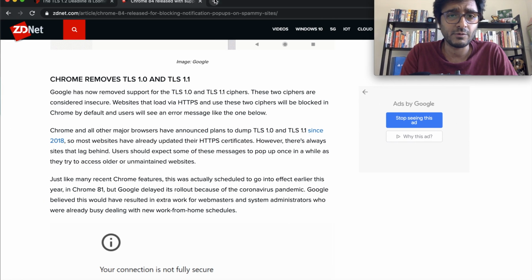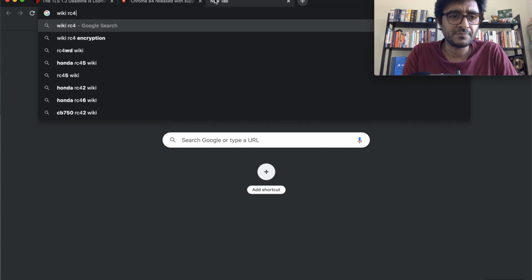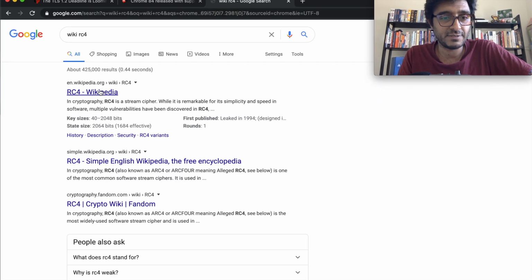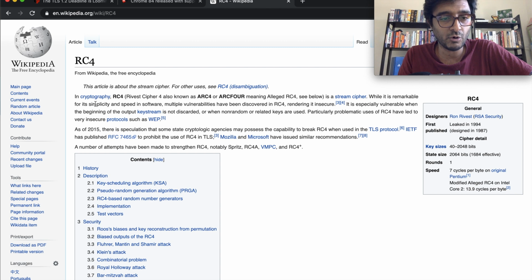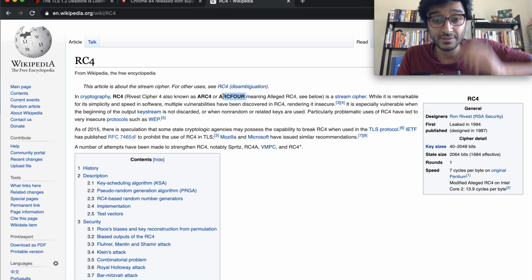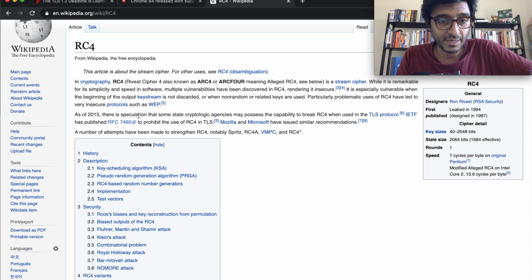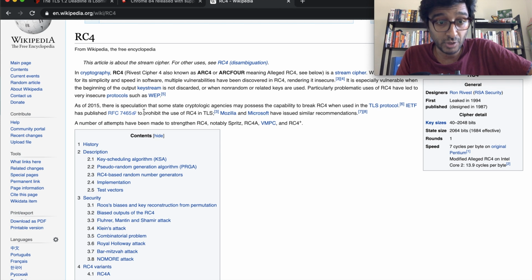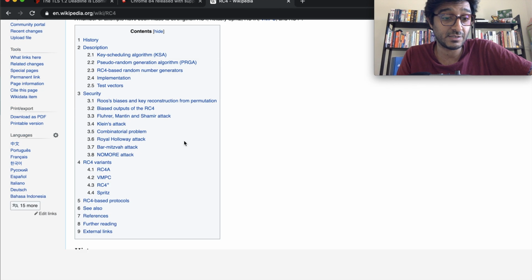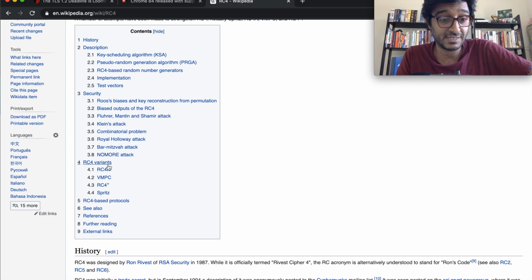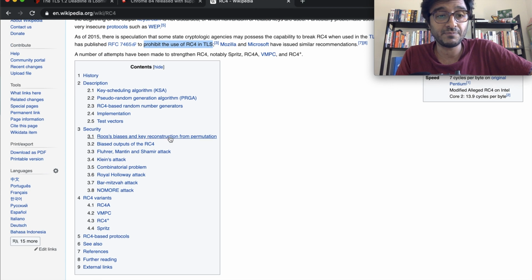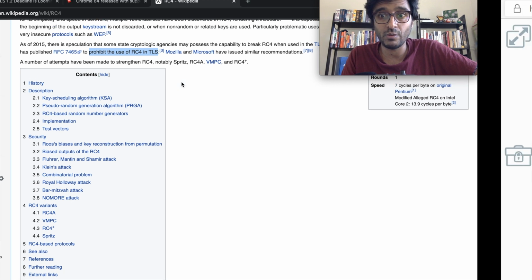Let's go through Wikipedia, RC4. I'm going to show you how bad this thing is. It's a stream cipher, also known as ARC4. Oh, I didn't know this is how they pronounce it. So Ron Rivest designed it, and TLS recommends not to use it at all. It says, okay, do not use this, prohibited from use in TLS, right? Look at all kinds of attacks against this RC4. That's just one example where things can go wrong with this algorithm.